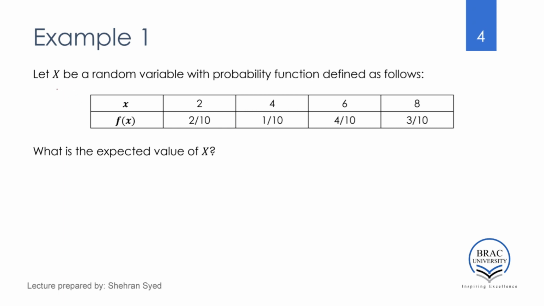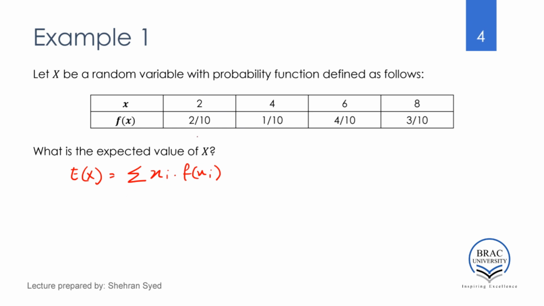For the first example, let x be a random variable with probability function defined as follows. So we have the values of x as 2, 4, 6, and 8, and we have their corresponding probabilities. What is the expected value of x? So, according to the formula, we can write that the expected value of x is defined as the summation of xi times f of xi.